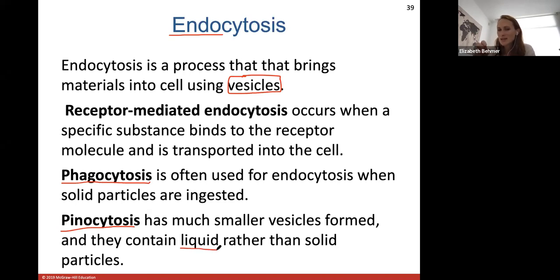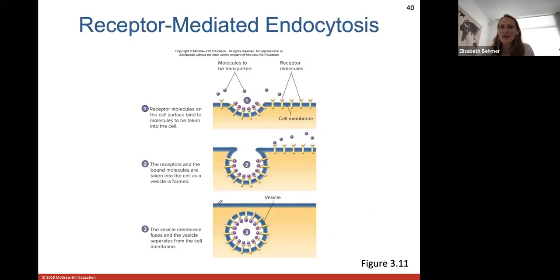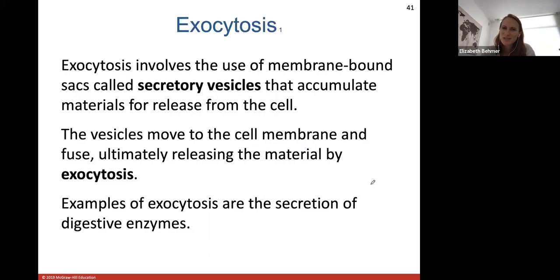So pino means to drink. So think of pinocytosis as the cell drinking a liquid in, and phagocytosis as the cell ingesting something solid into the cell. And this is a look at receptor-mediated endocytosis, where a molecule that needs to get into a cell will bind to a receptor on the cell membrane. The receptor and the bound molecules will then form a vesicle that can then go into the cell. So that's receptor-mediated endocytosis. And then exocytosis, exo means out of the cell.